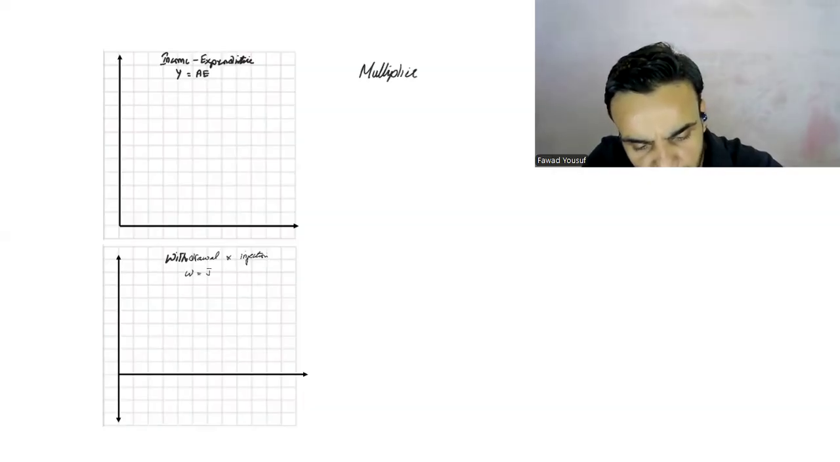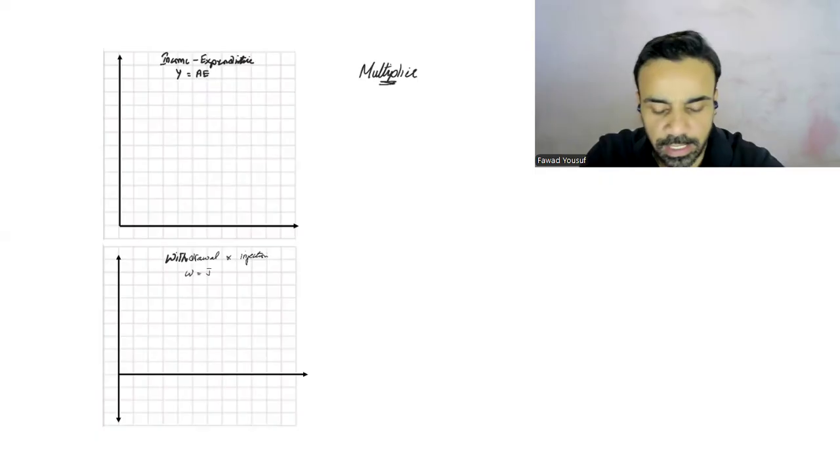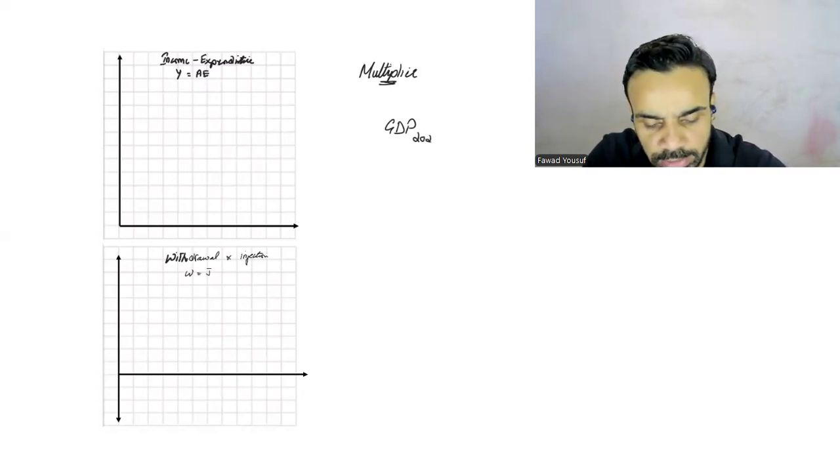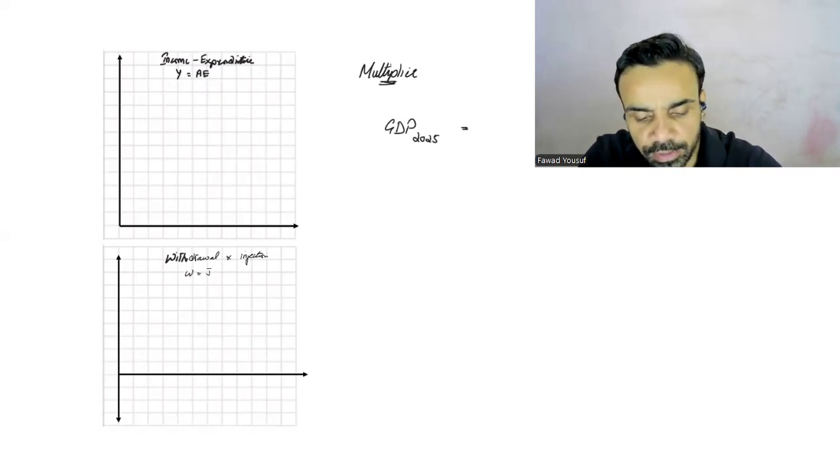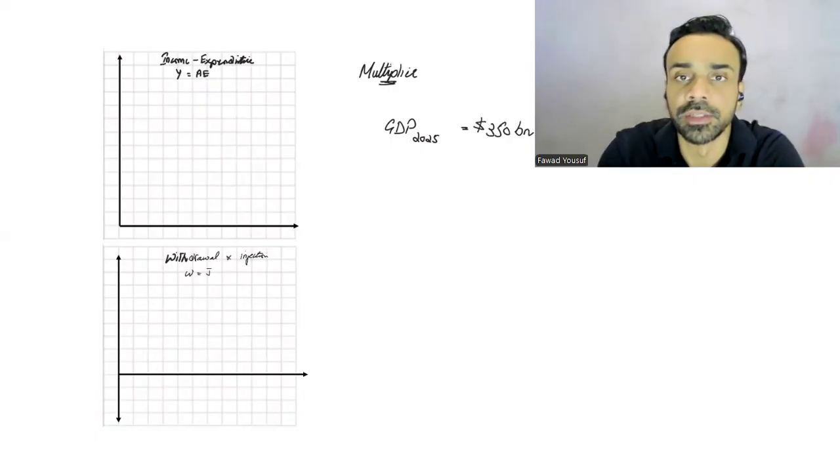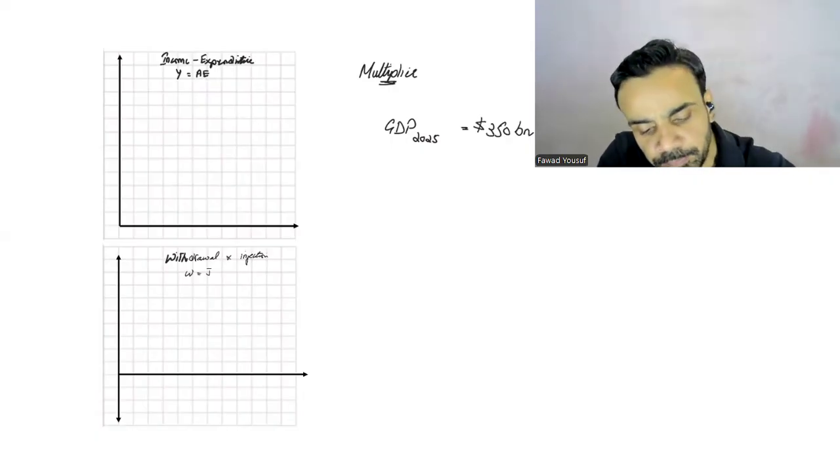multiplier. What is the concept? Let's assume that our current national income for the year 2025 is, suppose, $350 billion. That's our current GDP, let's assume.